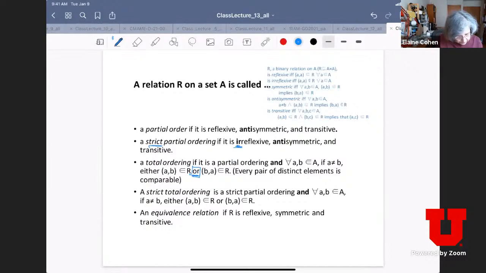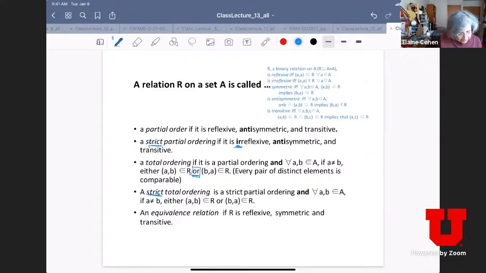All right. A strict total ordering is a strict partial ordering, and if A is not equal to B, either AB is in R or BA is in R. Remember, it's irreflexive, so things can't be related to themselves.